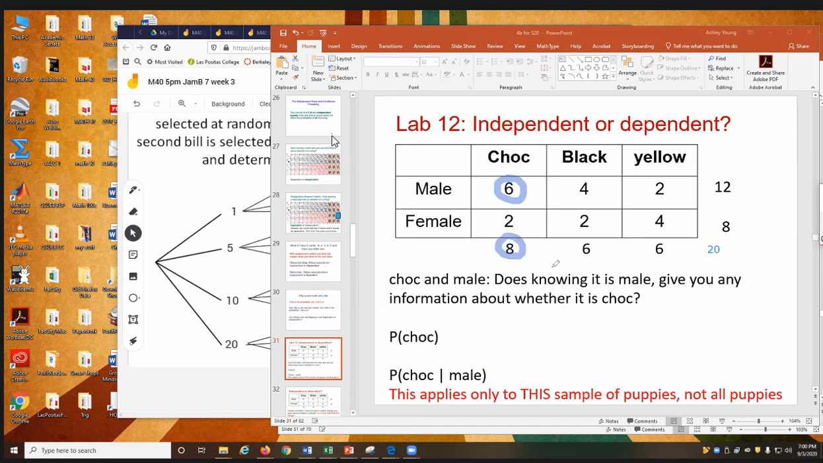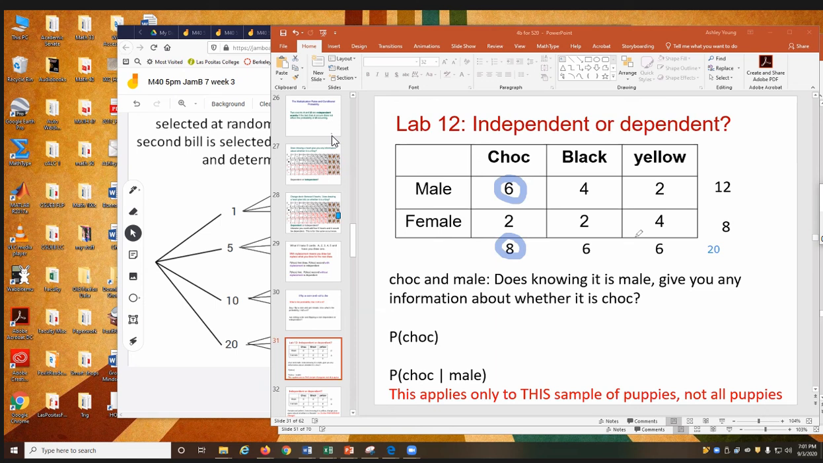Good. Somebody give me another one. Alay or Jacob, can you give me another one? 12. Yep. My total number of males, that's good enough. And then the grand total. So when you think chocolate and male, these are the three things that come to mind: the total chocolates, the total males, the chocolate males, and then the grand total.